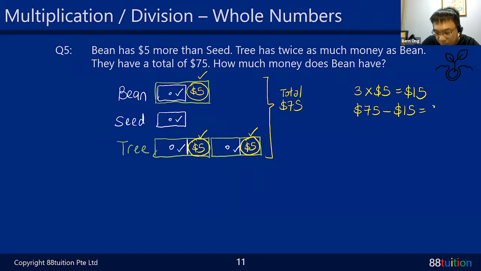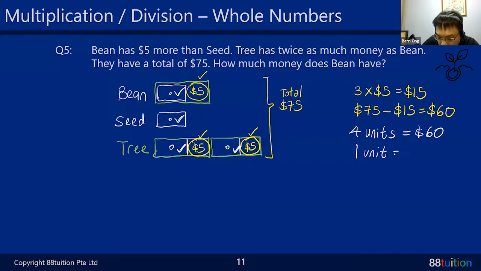So $60 belongs to the white color units. How many? One, two, three, four. Four white color units is equal to $60. Because the yellow color $5 is already counted, the remaining must be the white color. So one unit, you simply take 60 divided by 4 to give you $15.